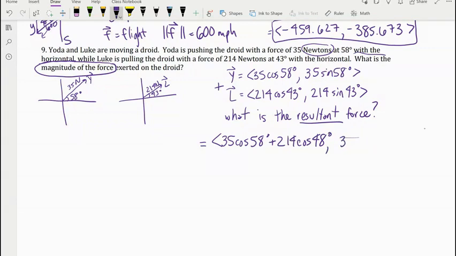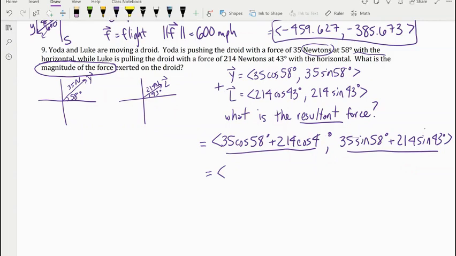And then the y component is 35 sine 58 plus 214 sine 43. Don't try to simplify these. Just plug it into your calculator. Don't try to combine the sines and the cosines, don't add the magnitudes, don't do anything weird. You're just going to have to enter it the way it is. So 35 cosine 58 plus 214 cosine, oh, not cosecant, cosine of 43. I almost messed that up. These are 43s, not 48s.